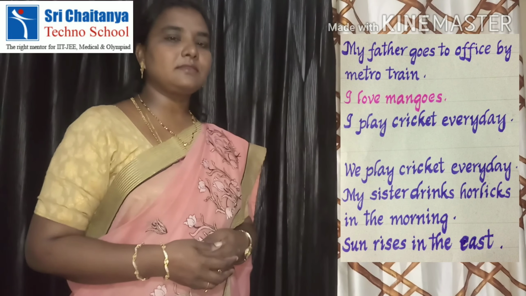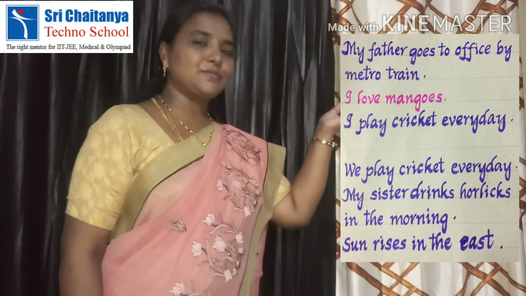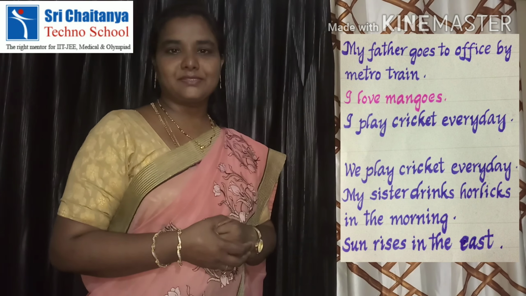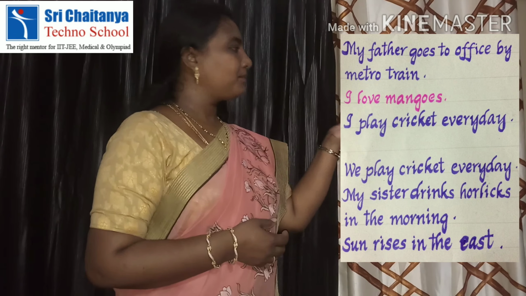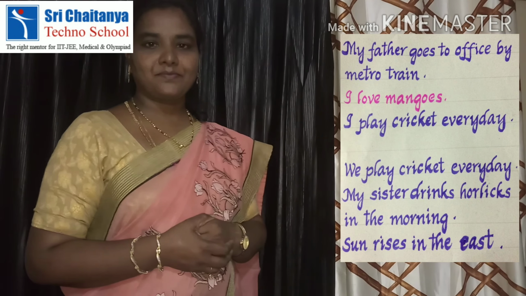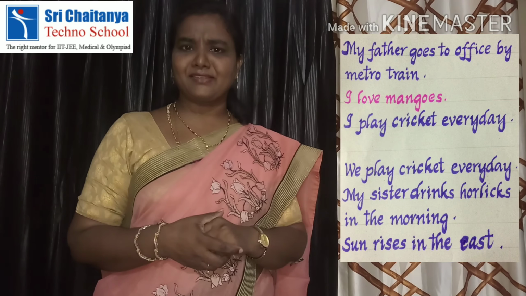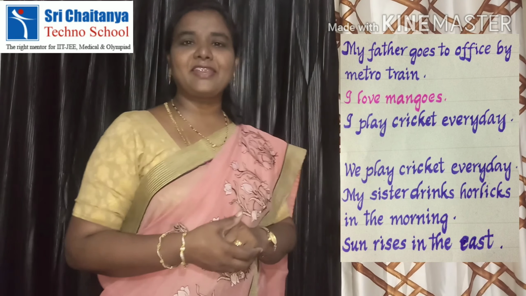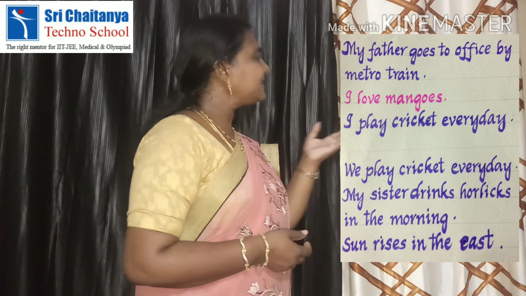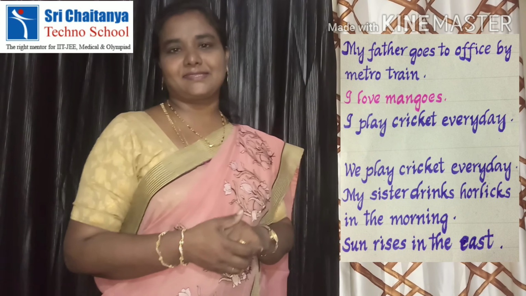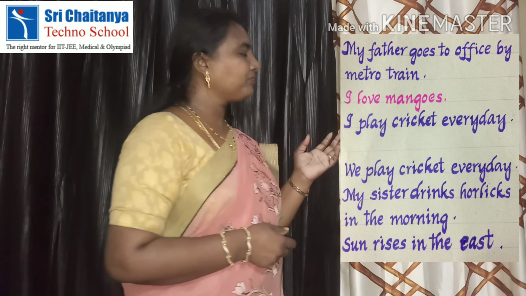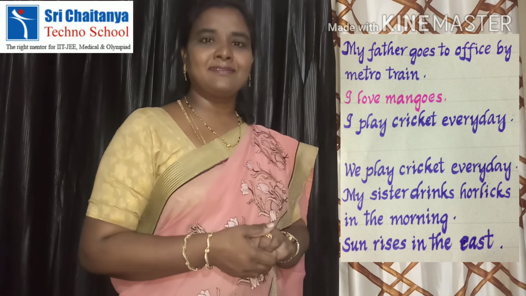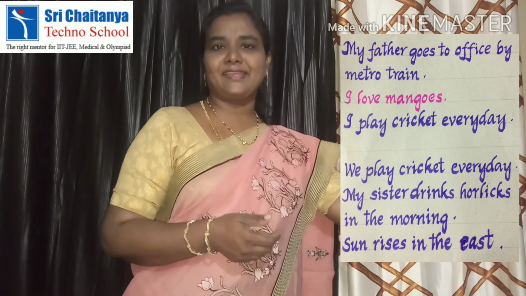Observe the sentences, children. My father goes to office by metro train. I love mangoes. I play cricket every day. These two sentences are with I, so let us replace with we. We play cricket every day. My sister drinks Horlicks in the morning. Children, observe the sentence. One more sentence is here. Sun rises in the east.